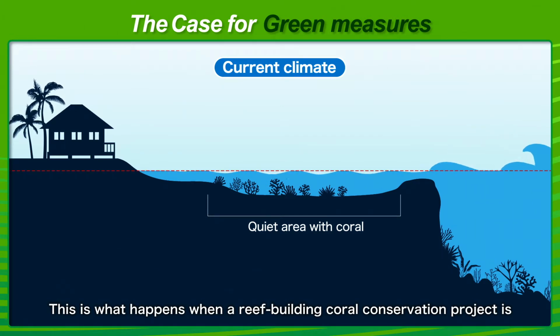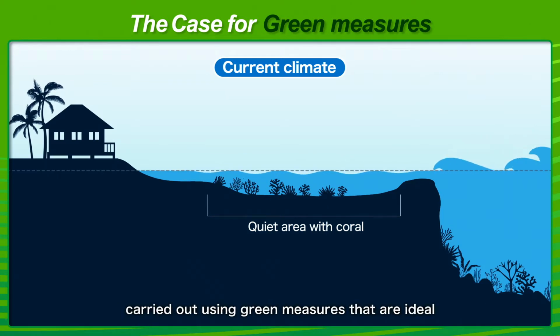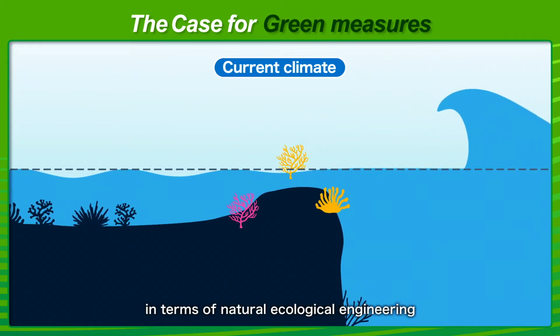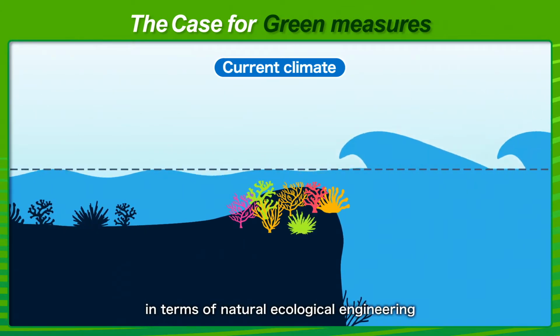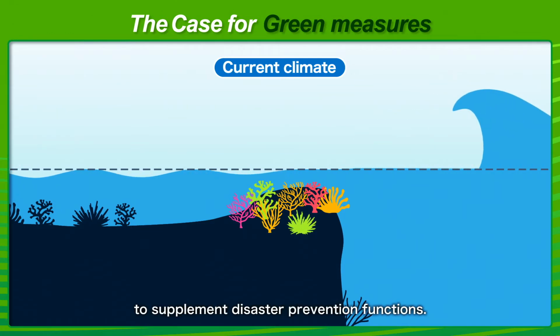This is what happens when a reef-building coral conservation project is carried out using green measures that are ideal in terms of natural ecological engineering to supplement disaster prevention functions.